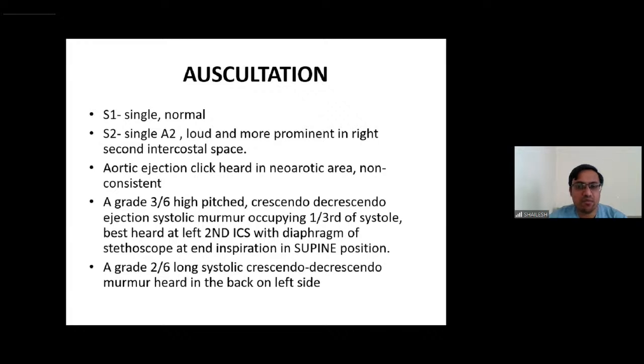A grade 3/6 high-pitched crescendo-decrescendo ejection systolic murmur occupying 1/3 of systole is best heard at the left second intercostal space with the diaphragm of the stethoscope at the end of inspiration in supine position. And there is a grade 2/6 long systolic crescendo-decrescendo murmur heard in the back on the left side.